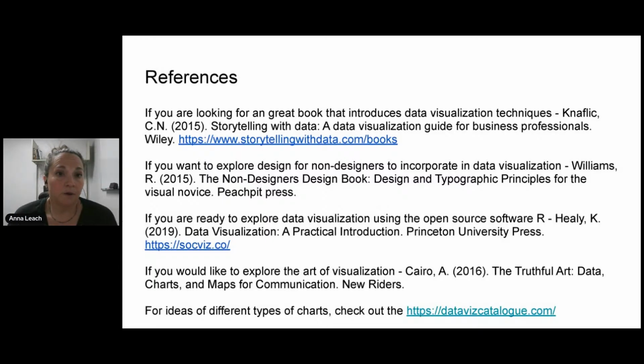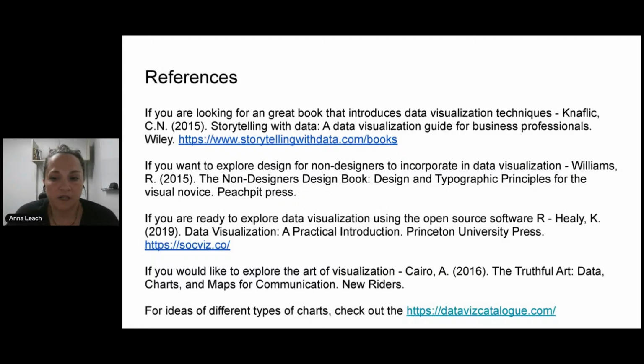As I said throughout, there were different pieces of information that I used to influence this presentation and that I've relied on throughout my career. If you're looking for a great book that introduces data visualization techniques, there's a book called Storytelling with Data that has all kinds of information in it, and it's less technical. That one is by Cole Nussbaumer Knaflic. She has a website, storytellingwithdata.com, where she has not only that book, but also a couple other books, some workshops, and some downloadable materials that you can play with and explore.